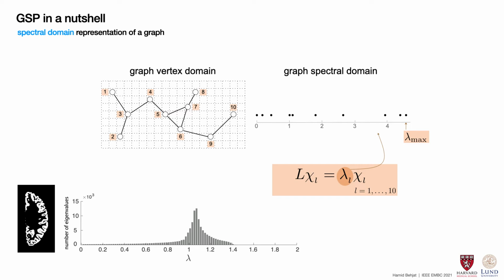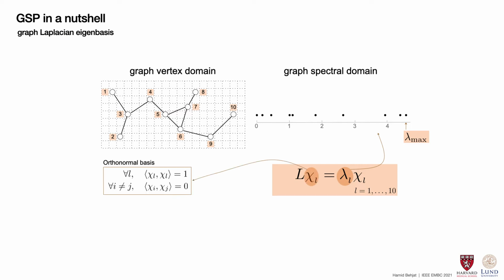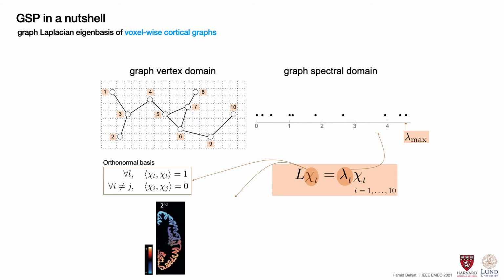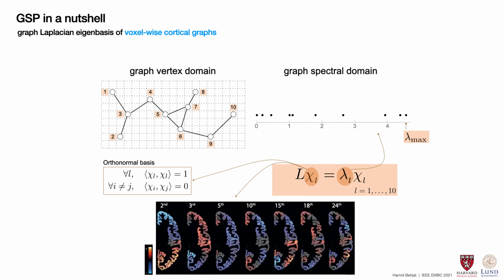So here we have 100 to 200,000 eigenvalues. Importantly, the eigenvectors together form an orthonormal basis that can represent any signal defined on these graphs. Here I'm visualizing some of these eigenvectors, which, as you can see as I move up the spectrum, entail more spatial variability, representing higher frequencies. For the voxel-wise graphs, we cannot compute all the eigenvectors, of course, because they're so large. But if we look at, for instance, the second eigenvector, which is the Fiedler vector, it looks like this, then the third one, the fifth one, 10th, 15th, and so forth.